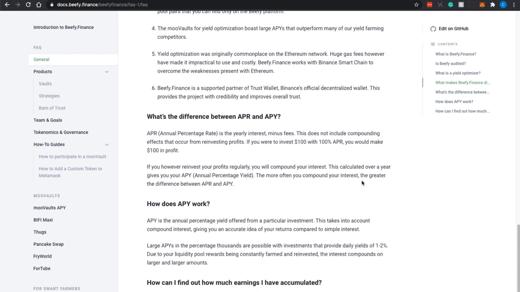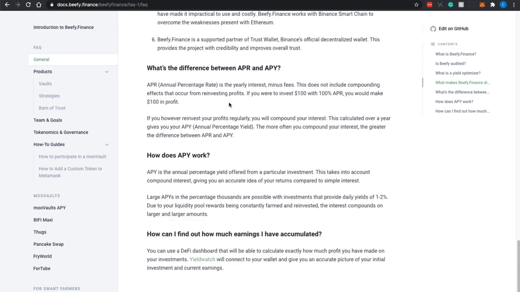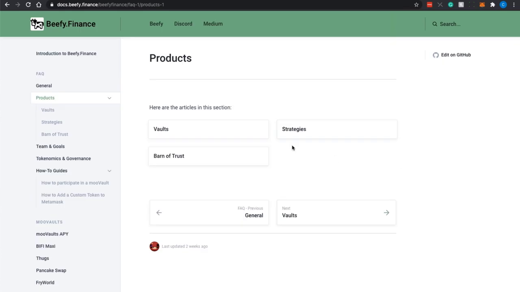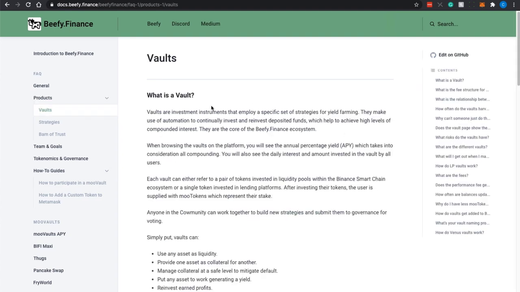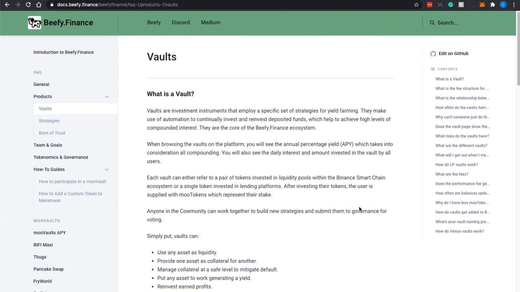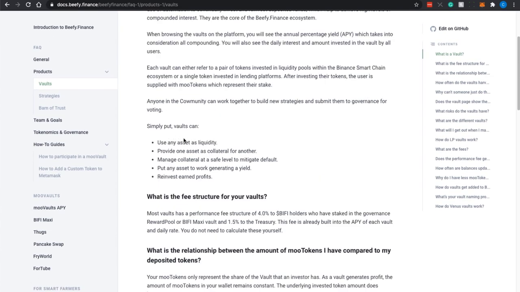They explain the difference between APR and APY. Simply put, APR is simple interest and APY is compounded interest. That is the short description of it. And their products include their vaults, strategies and bonds of trust. So you can go through them. For vaults, vaults are investment instruments that employ a set of strategies for yield farming. So they have different vaults. They have an explanation for what the vaults are doing. You can see: use any asset as liquidity, provide asset as collateral, manage the collateral at a safe level, put any asset to work generating a yield, and reinvest your earned profits.